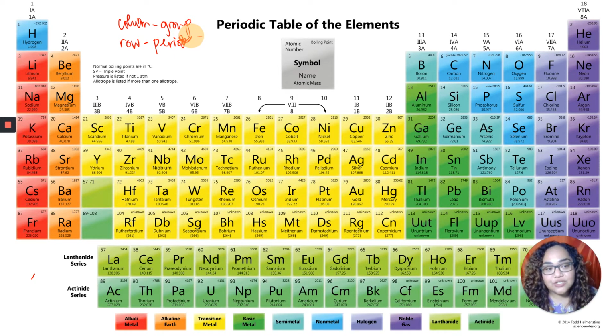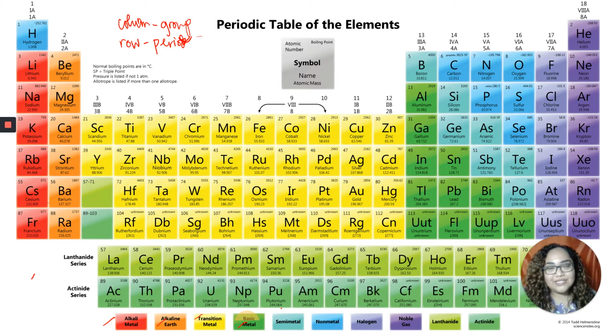Now, if you're going to talk about what kind of element it is, you're going to look at the legend right here. It will be all color coded. The alkali metals will be in red. The alkaline earth metals will be in orange. The transition metals will be in yellow. The basic metals will be in green. And then you have, etc. You have semi-metals, non-metals, halogens, noble gases, lanthanides, and actinides.